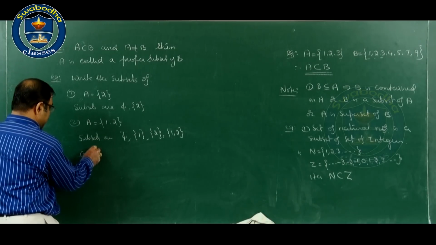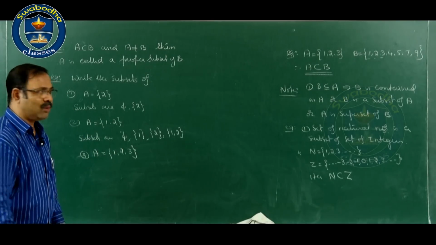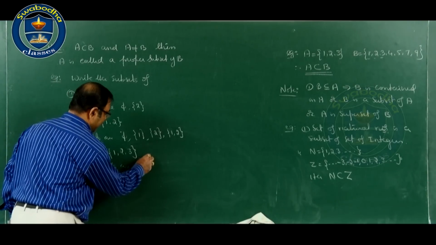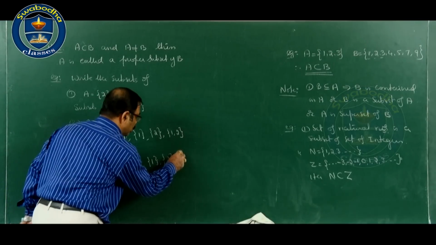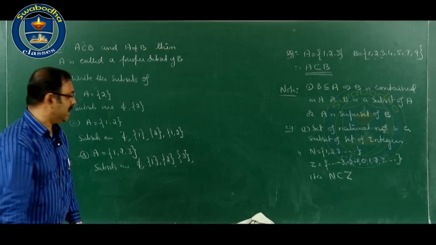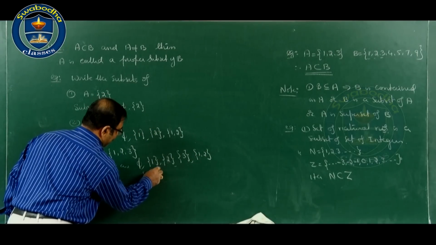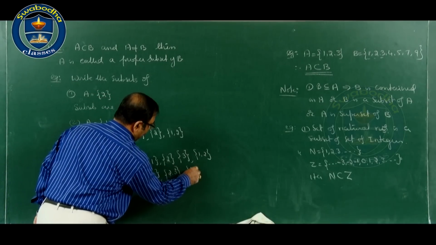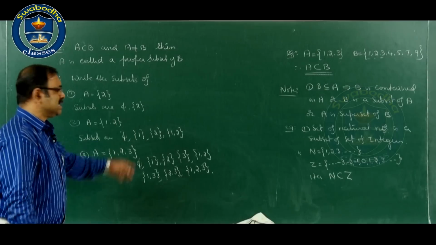Okay, you take this, A = {1, 2, 3}, write the subsets. What are the subsets? See, subsets are first the null set, singleton set {1}, singleton set {2}, singleton set {3}, then you take sets with 2 elements: {1, 2}, then {1, 3}, then {2, 3}, then {1, 2, 3}. So these are all the subsets of this.